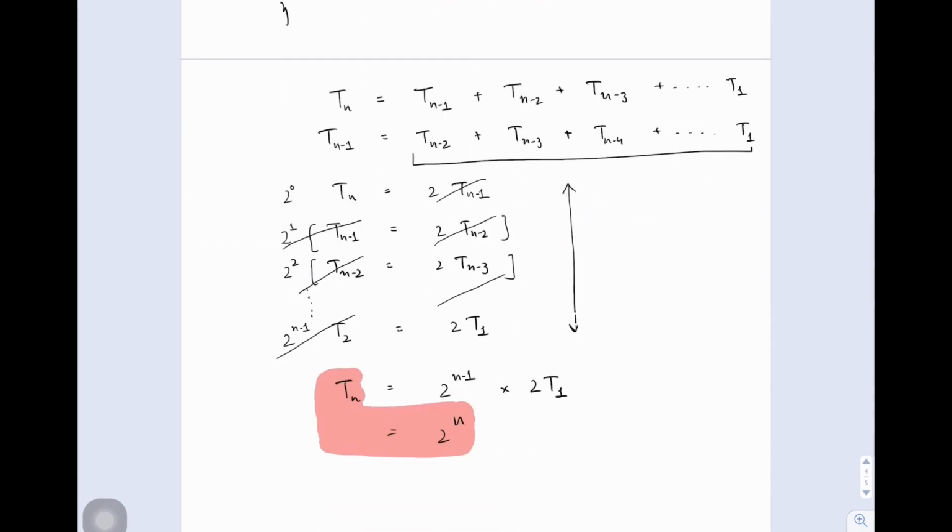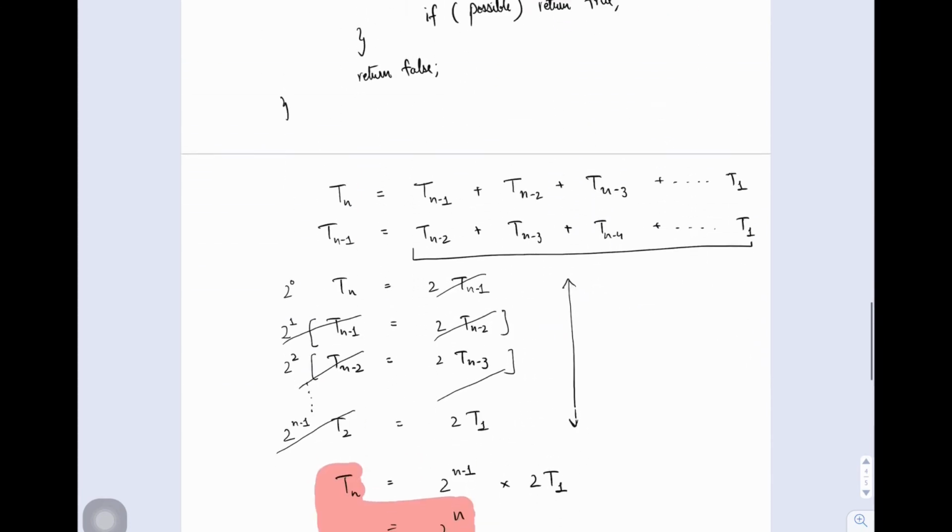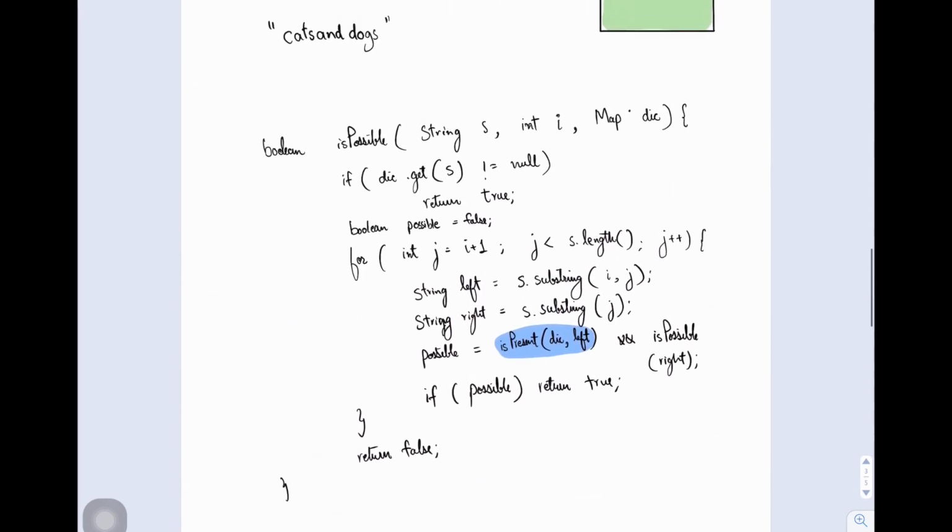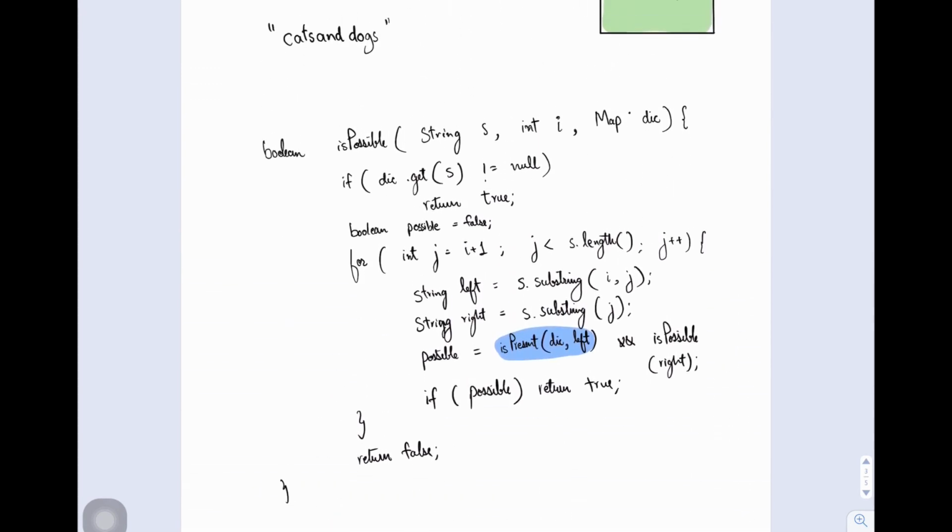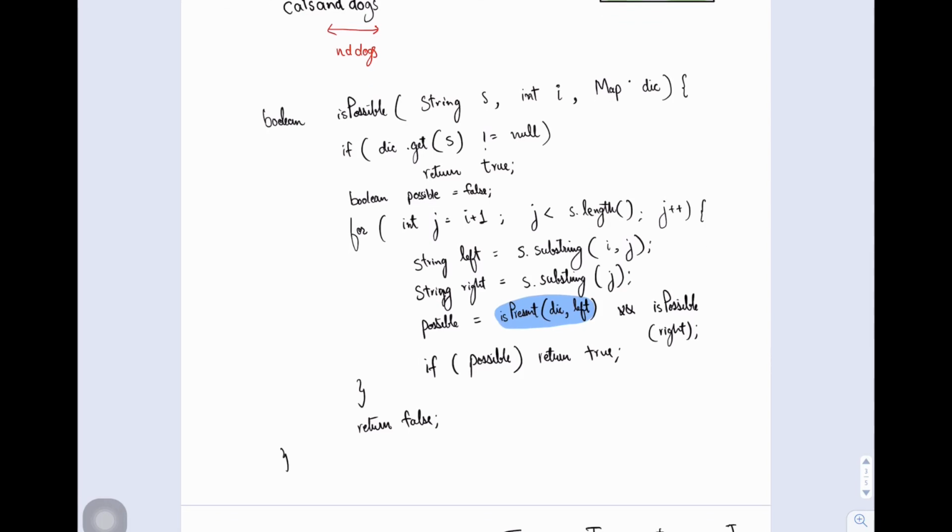So the optimization can be done by using memoization, but we need to observe a key thing here, which is that this recursive function that we have written receives the index I, and it always returns whether it's possible to form a sentence from the ith index till the end of the string. So for example, if I is at this point, it tells whether it's possible to form a sentence with the letters nd and dogs. So it's always talking about from I till the end. So we can use a simple 1D array for our memoization.